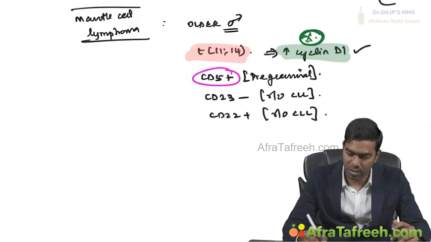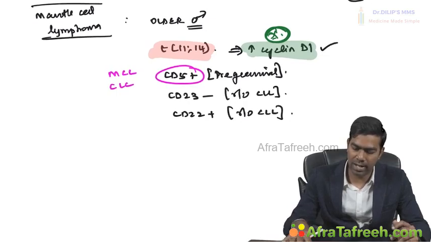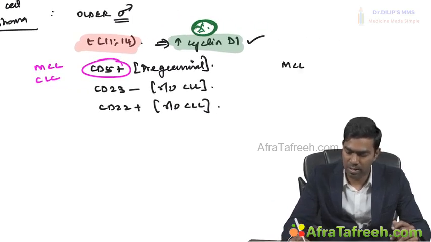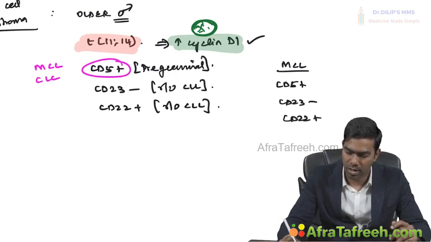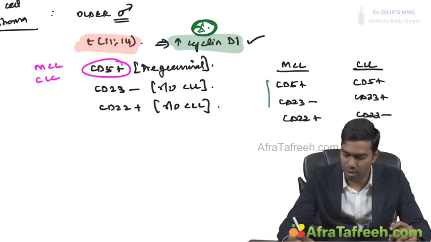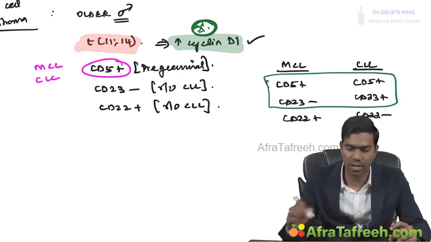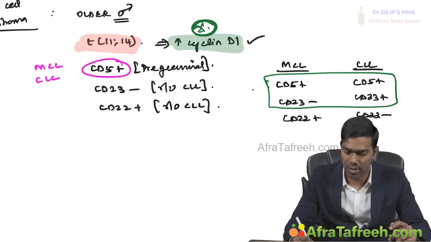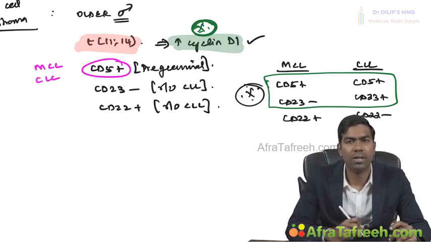Remember, CD5 positivity can be seen in both mantle cell lymphoma and CLL. Again, if you want to say mantle cell lymphoma, it should be CD5 positive, CD23 negative, and CD22 positive. And if you want to say CLL, it should be CD5 positive, CD23 positive, and CD22 negative. But the most important are these two, CD5 and CD23. Very, very important for exams.